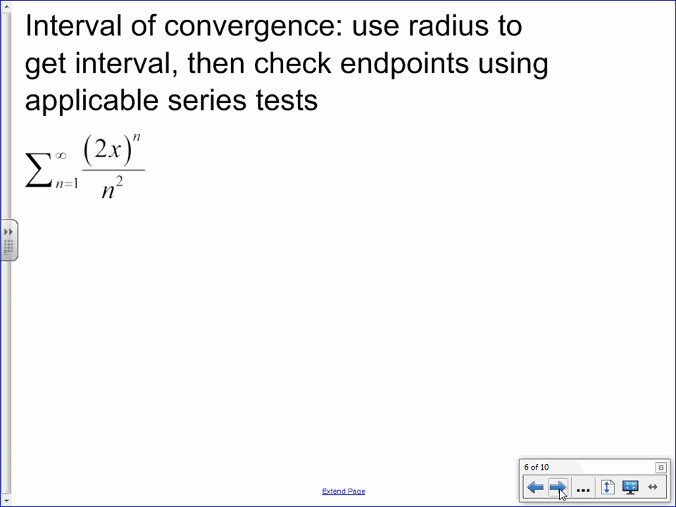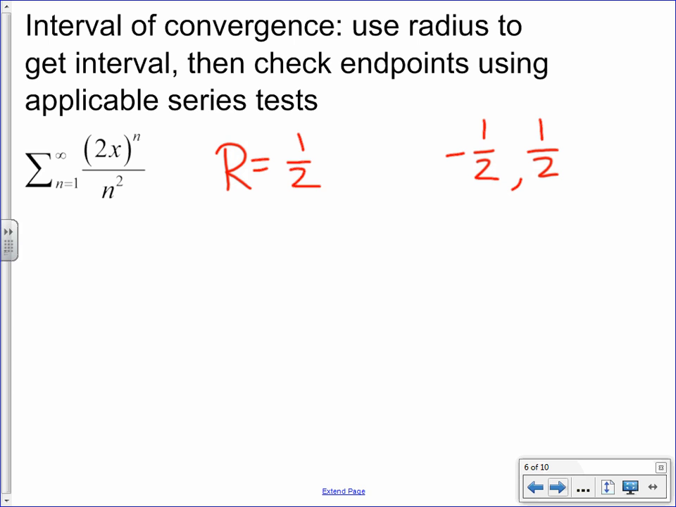So our radius of convergence was 1/2, right? Okay. Where are we centered? 0. So 0 plus 1/2, 0 minus 1/2. That's our interval. We need to figure out if the endpoints check out or not. And this is where all of your tests you're going to get to use again.